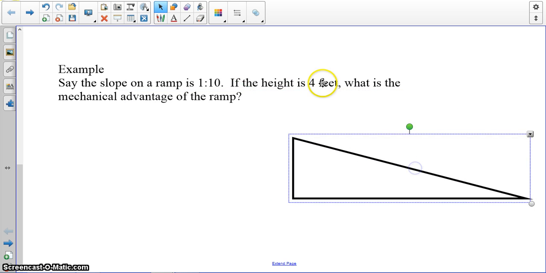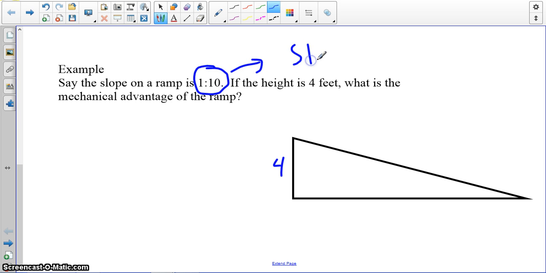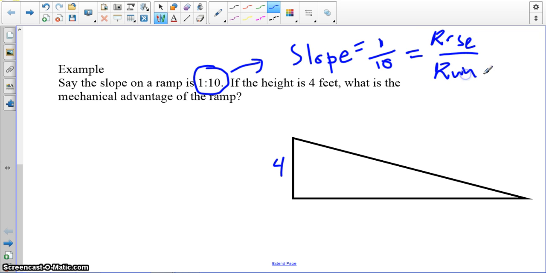Start labeling stuff. So the height is 4 feet. So I know we got 4 feet here straight up and down. Okay. The slope of the ramp is 1/10. So this, I wrote like this. This means the slope is 1/10. Sometimes you see that as a ratio. So that means that rise over run is 1/10. Okay?